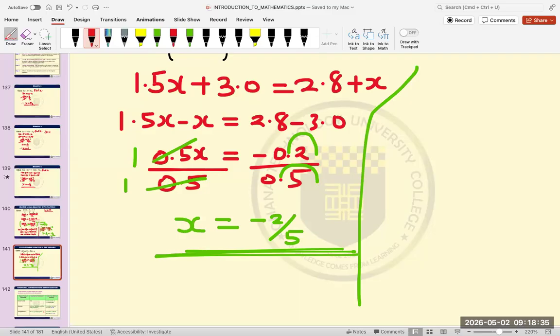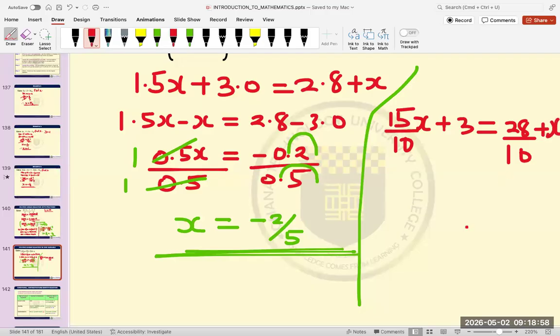So for instance, when you change this one to fraction, it becomes 15 over 10x plus 3 is equal to 28 over 10 plus x. Then you are going to find the LCM. You can do it, but it's going to take a longer route, though you end up getting the answer. So if that is what you're comfortable with, why not? You can use that to get your answer. That's fine.